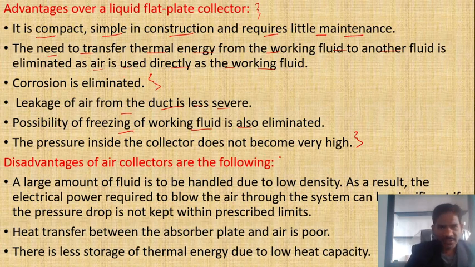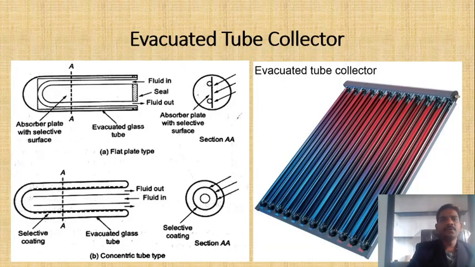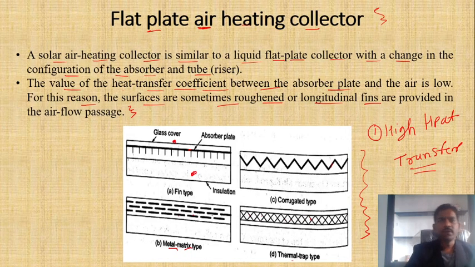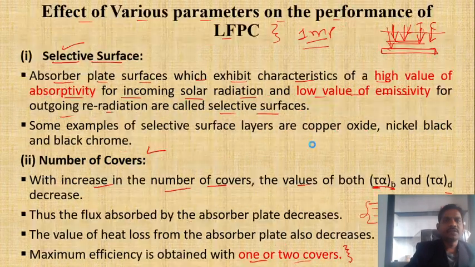And disadvantages of the air collector क्या है? देखिए, a large amount of fluid is handled due to the low density. As a result, the electrical power required to blow the air through the system can be significant if the pressure drop is not kept within the prescribed limit. Heat transfer between the absorbing plate and air is very poor, and there is less storage of thermal energy due to the low heat capacity. Yes or no? Yes. So this is the explanation about the air type flat plate collector disadvantages. This is the explanation of what we discussed.